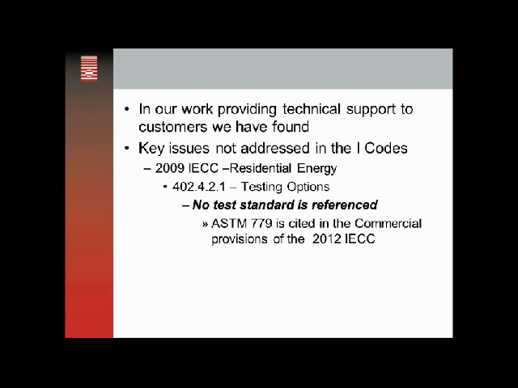First and foremost is that the I codes, as they're written right now, either the 9 or the 12, are actually silent in terms of referencing any kind of a test standard. An example of a test standard that is cited in the code on the commercial side of things is going to be the 2012 commercial provisions, which will cite ASTM 779, and that's an actual test standard.